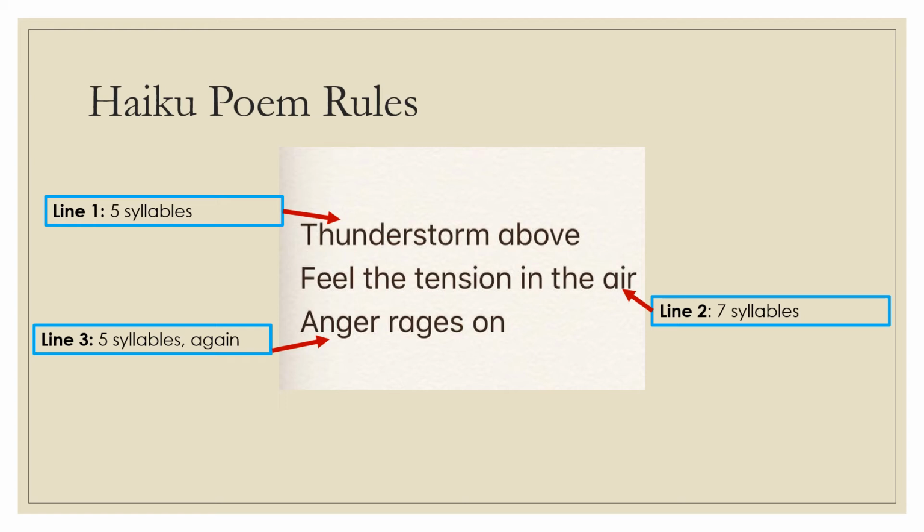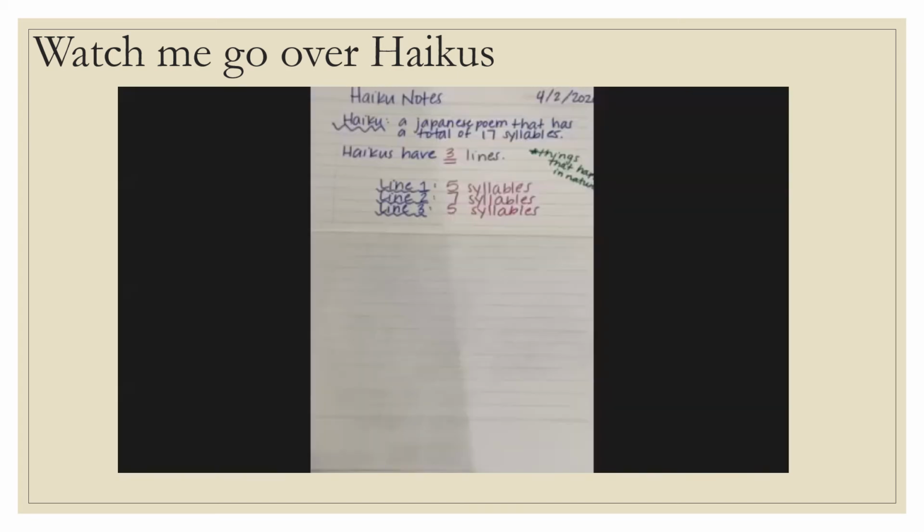So this poem says, thunderstorm above, feel the tension in the air, anger rages on. So if you counted each beat, thunderstorm above, that's 5. Feel the tension in the air, that's 7. Anger rages on, back to 5 again. Okay, so those are the simple rules for a haiku. So you guys are going to watch me now go over how to make a haiku.